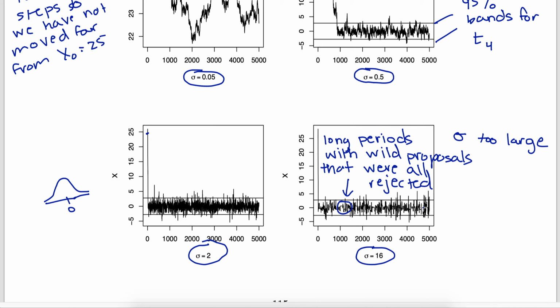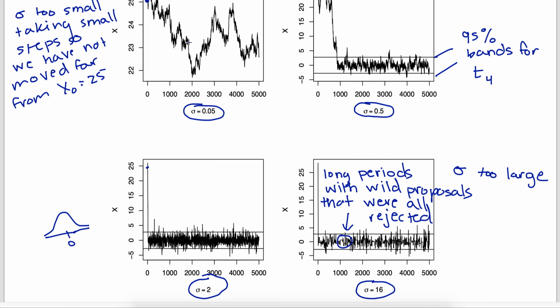Okay, and again, you can see that in lots of places here where you have those flat parts where the chain is staying in the same state. We have not accepted anything for a while. So even though it does lie in this region we want, we're not getting the richness and diversity of samples because we have all these crazy proposals we keep rejecting. So again, balance between not moving anywhere versus getting there and just staying in the same spot because we have these crazy wild proposals.